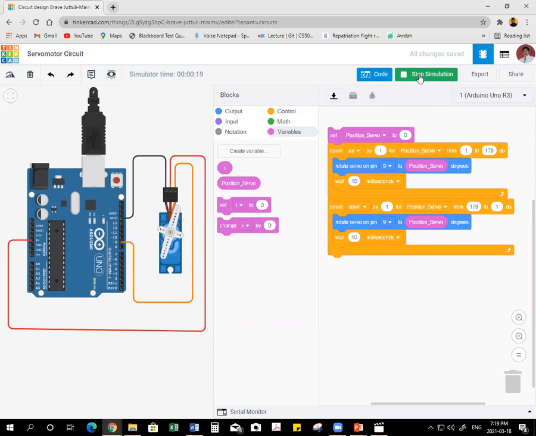So this is a servo circuit, a very simple circuit. We only have to think about how to use the blocks and how to place the blocks. What are the constraints we are facing by using the blocks? That's it. Okay, any doubts?